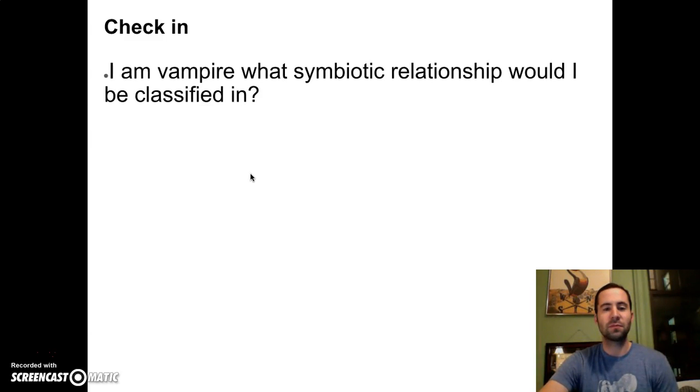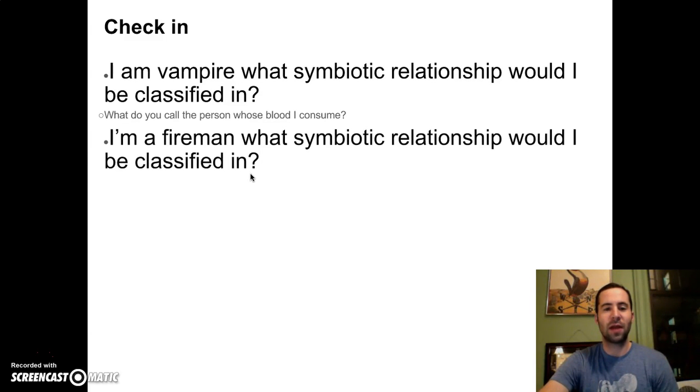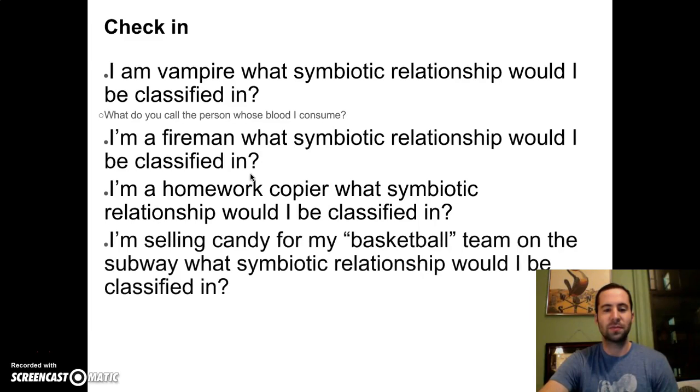Okay, so you saw 3 examples of symbiotic relationships. You saw commensalism, mutualism, and parasitism. I'm going to give you some questions up here for you to check in with yourself. And I want you to see if you can try to figure out which one is which. And really, as long as you can justify your response, your answer is okay.